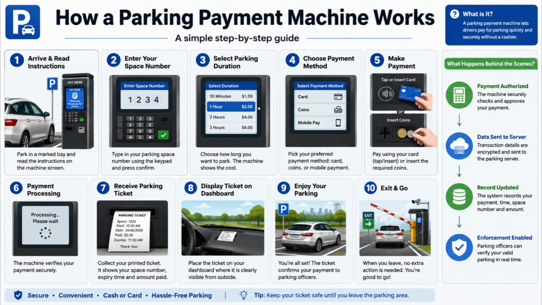After that, the driver selects the parking duration. For example, the machine may show options like 30 minutes, 1 hour, 2 hours, or 3 hours. As the driver chooses the time, the machine automatically calculates and displays the total cost.